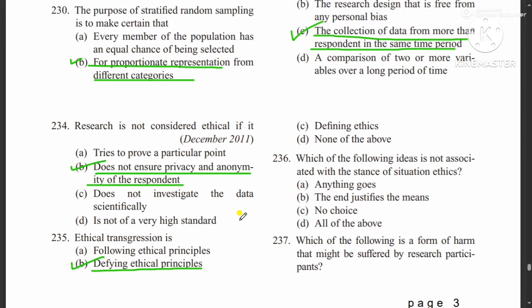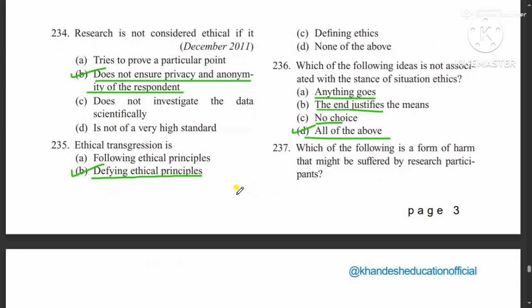Next, which of the following ideas is not associated with the stance of situation ethics? Option D, all of the above. Because of no choice, the end of justification, the means, anything goes.